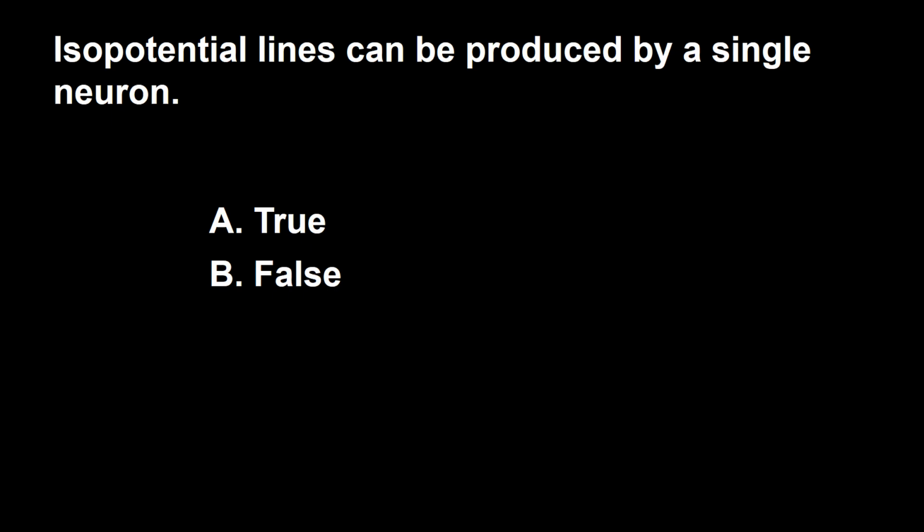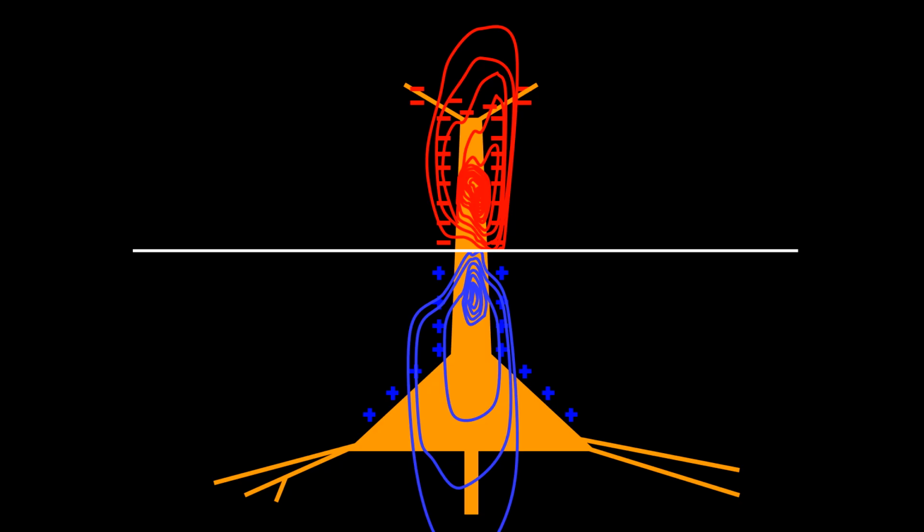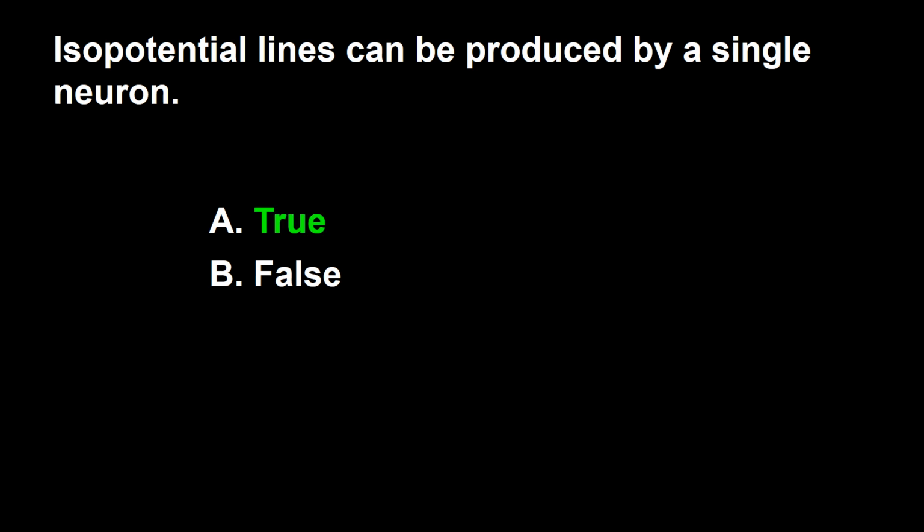Isopotential lines can be produced by a single neuron. A true, B false. The figure represents a single dipole from a single apical dendrite of a pyramidal cell. Such fields are therefore often referred to by the orientation of the dipole, and as such they are called vertical dipoles. So the answer to this question is true.